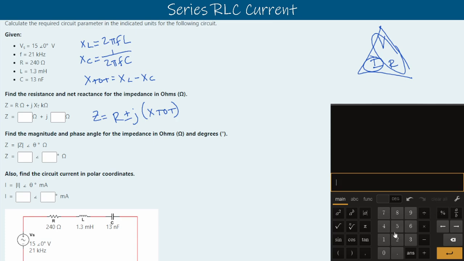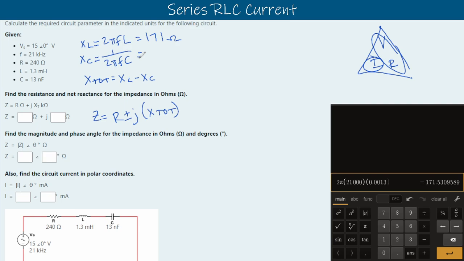For XL first, 2 pi times our frequency of 21,000 multiplied by our inductor value. Watch out for those millihenries. You can do 1.3 times 10 to the negative 3, or you can move that decimal point, 0.0013. So our XL is equal to 171.7. We could round to 0.5 if we needed to, but we don't, so we can just put that as an ohmic value.